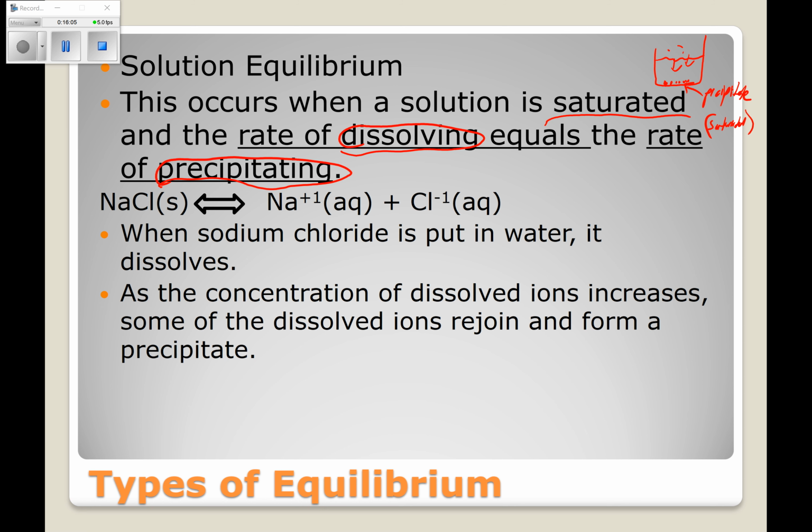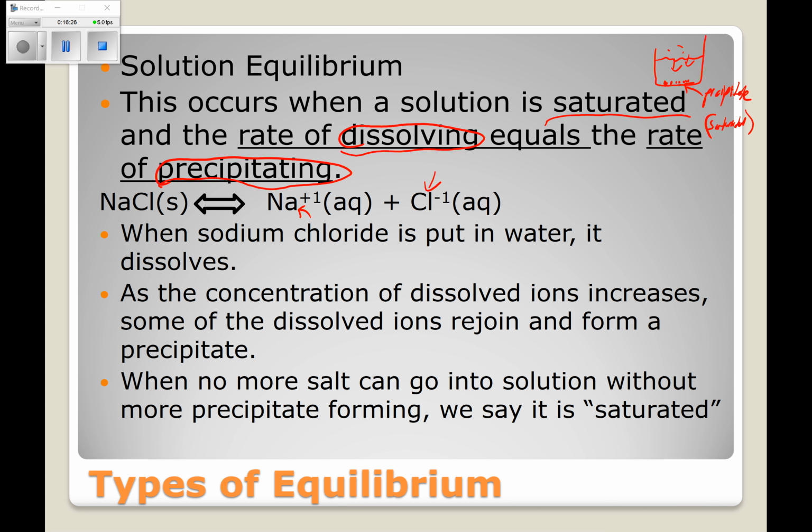So when we put the sodium chloride in, it dissolves. As the concentration of dissolved ions in the water increases, again, those sodium and chloride ions are going to run into each other. And with the right orientation and energy, they can recombine and form sodium chloride solid, or what we call a precipitate. When we can't put any more salt into the solution without more solid being formed on the bottom, we say it's saturated.